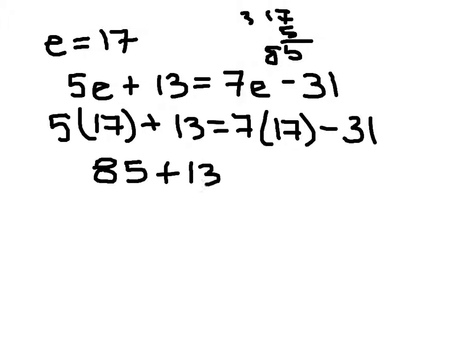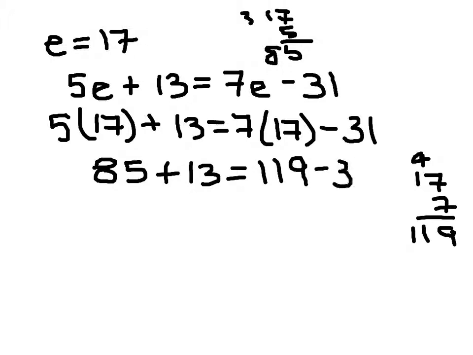plus 13 is equal to, and then 17 times 7, that gives us a 9, carry a 4. 7 times 1 is 7, plus 1 is 119 minus 31. So on this side over here, we're going to get 98. And on this side over here, we're going to get 9 minus 1 is 8, and 11 minus 3 is 8, and sure enough, there we are.